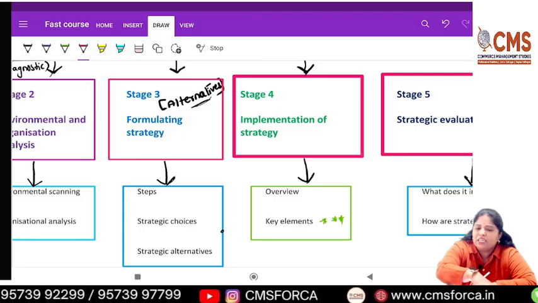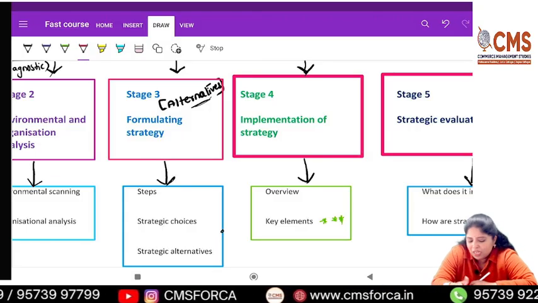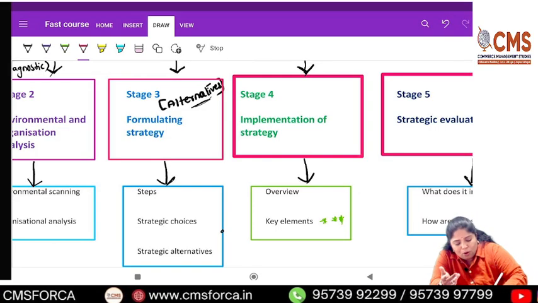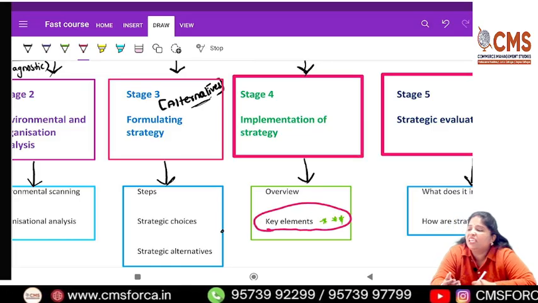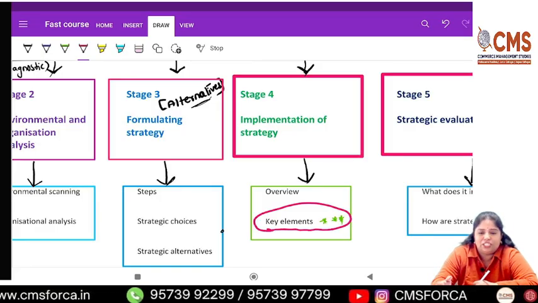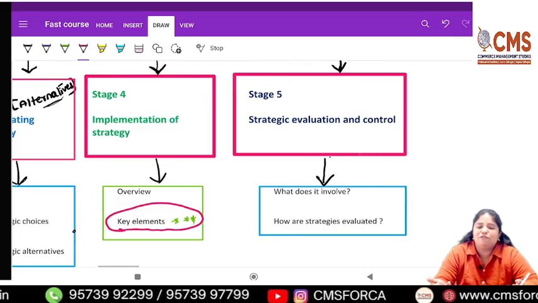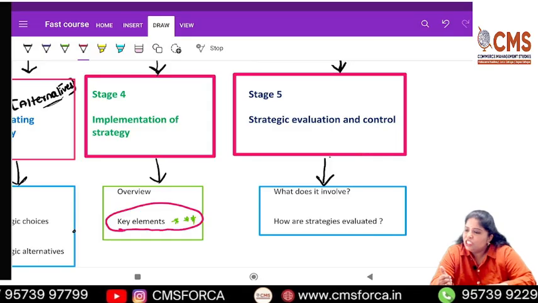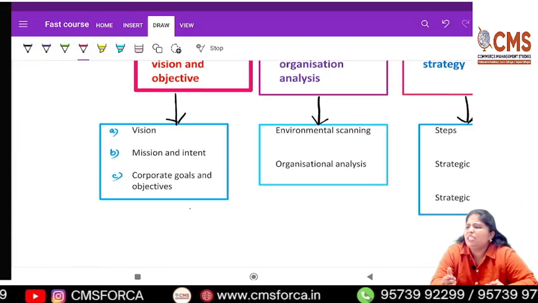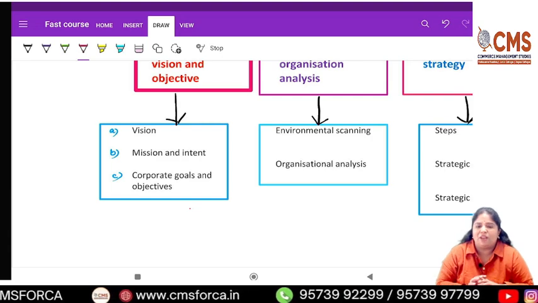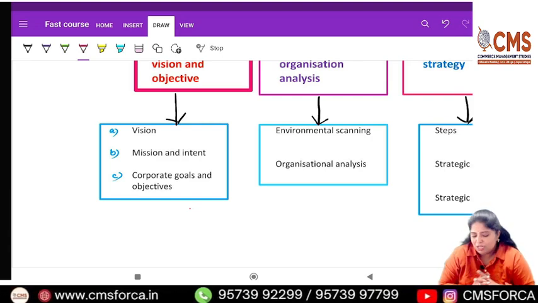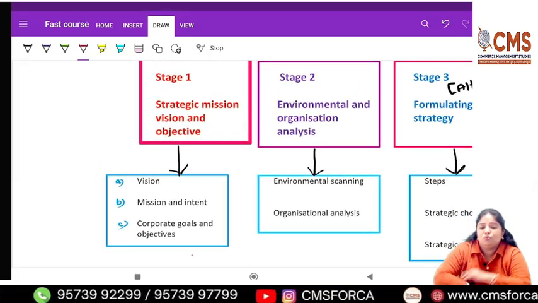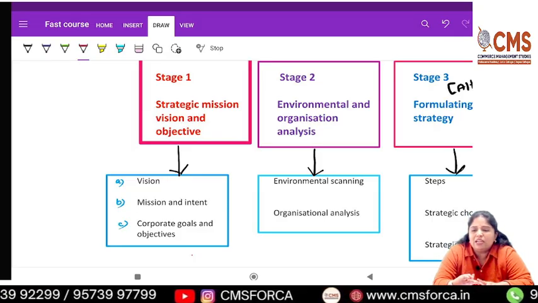Stage 4, I'll go in depth again, we will just have a quick overview. Stage 4 is where strategy gets implemented. What's important for your exam is what the key elements required for implementation are. Stage 5 obviously is evaluation and control. Done. Shall we proceed discussing each one? The first 3 steps you are quite comfortable with because we discussed them in yesterday's session. So now the first stage of strategic management is where you come up with vision, mission, goals and objectives.